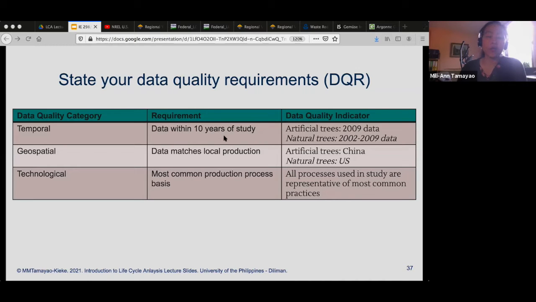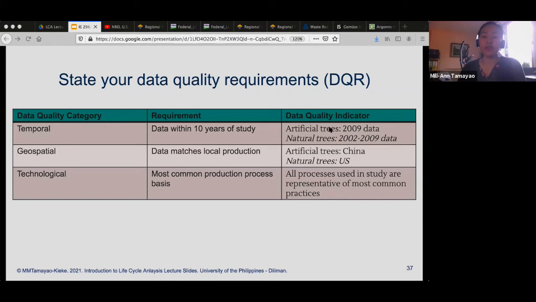These could include data within 10 years of the study for temporal. For geospatial, data matches the location of production. For technological, the most common production process basis. So what would be the data quality indicator for each of these categories? For example, temporal: for artificial trees, it could come from 2009 data.